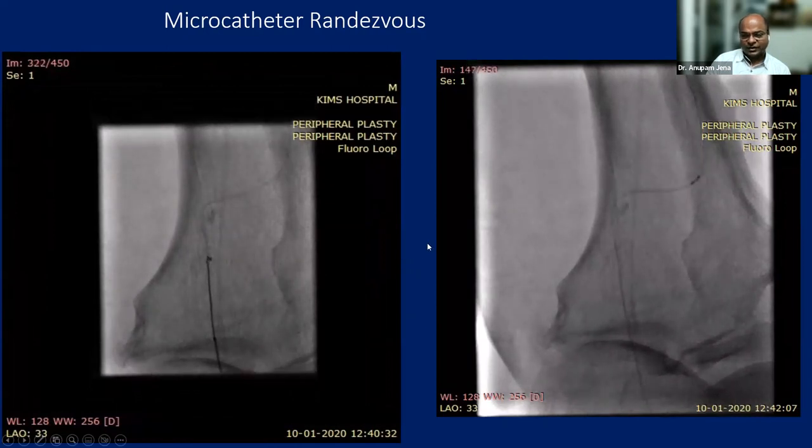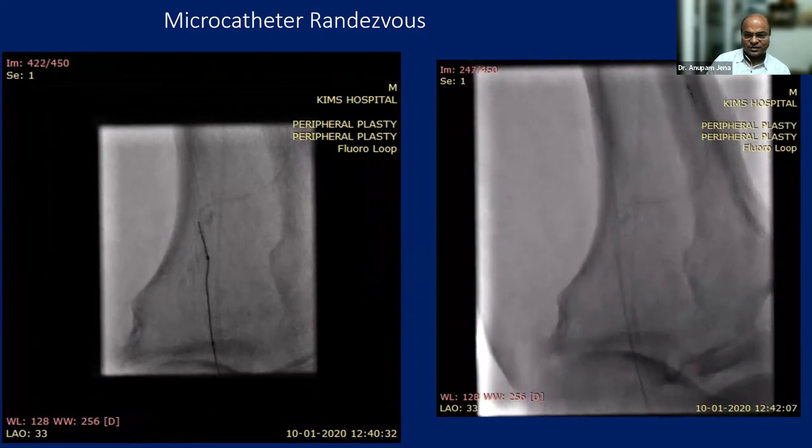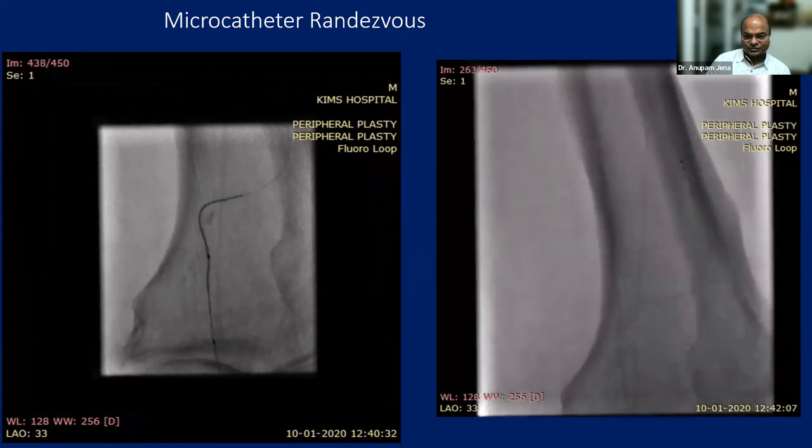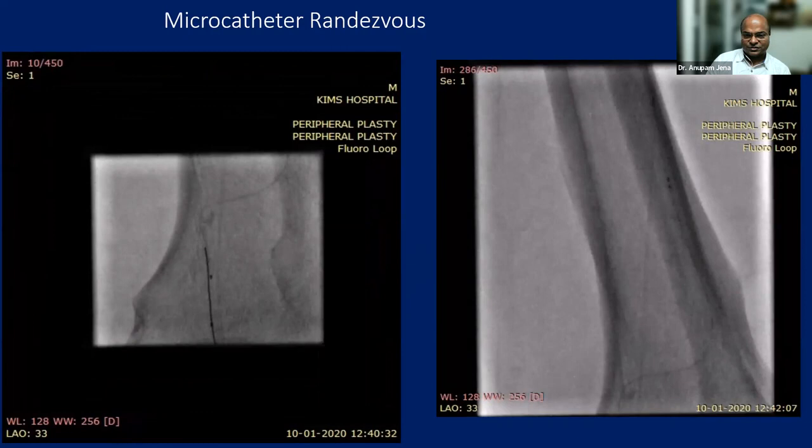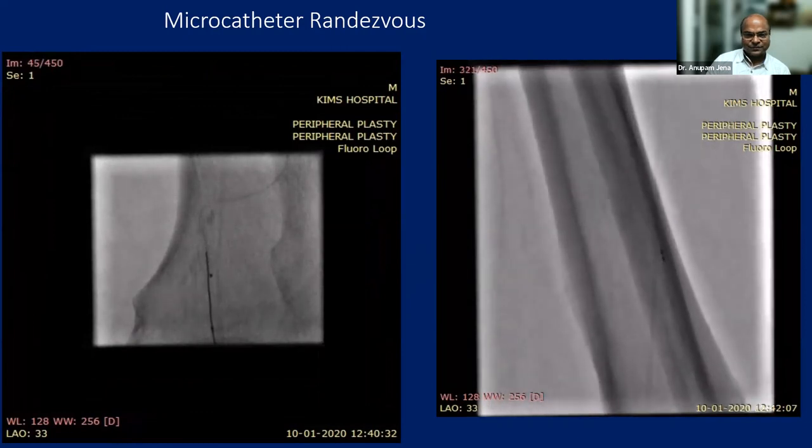Sometimes all these coronary techniques, CTO techniques, also help us. All of us want to have a successful procedure. So different types of techniques help us to complete our procedures successfully.